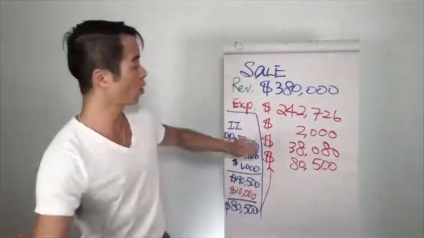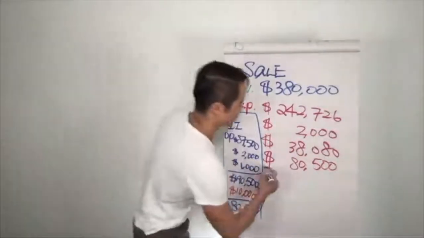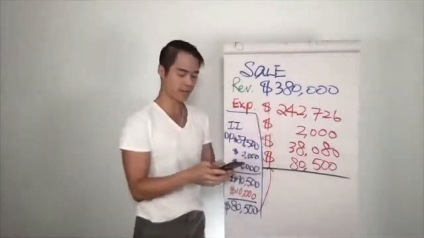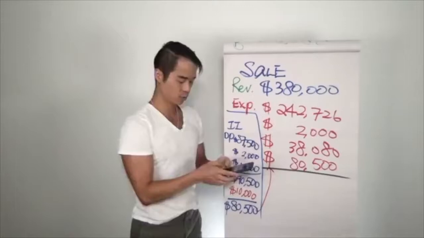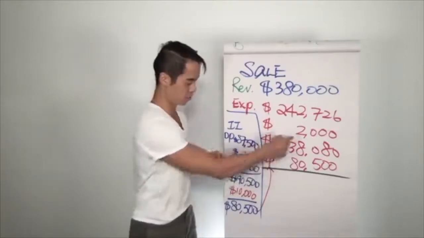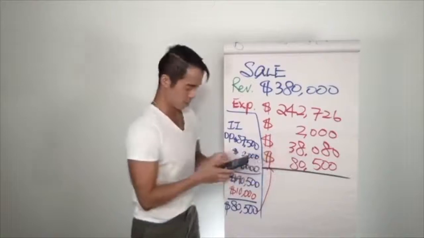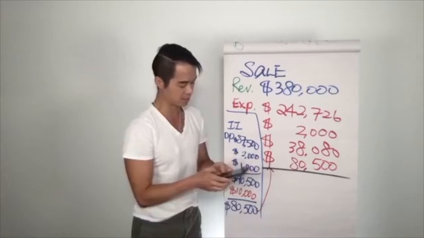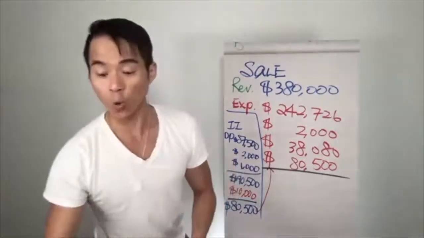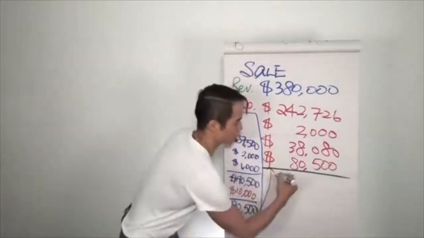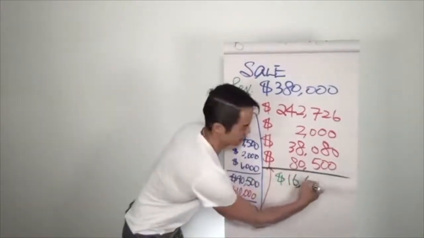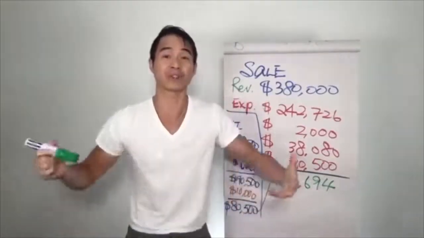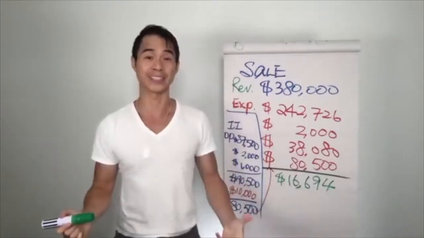So at the end of all of this now, okay, same idea. You take your revenue, which is $380,000 minus 242,726 minus 2,000 minus 38,080, and then minus your initial investment. And on closing date, you're gonna walk away with a check of $16,694 in your pocket, and you just help somebody realize their dream and goals of home ownership. Great day, right?